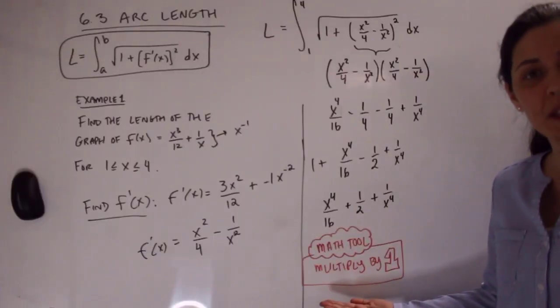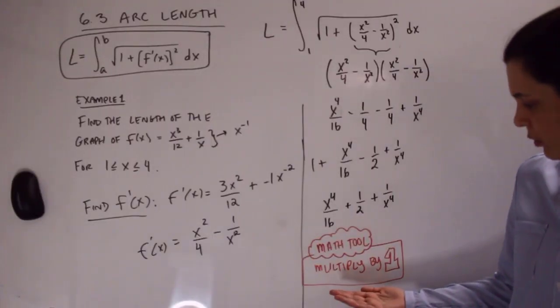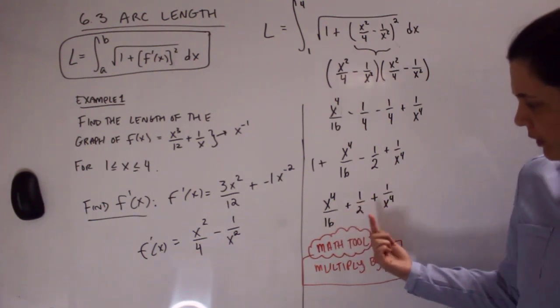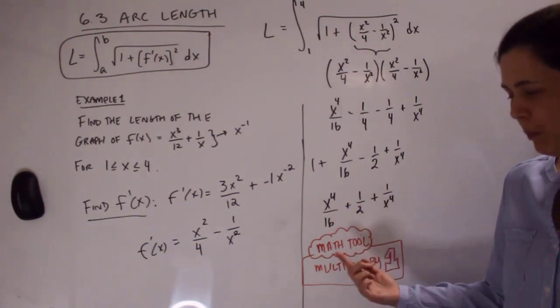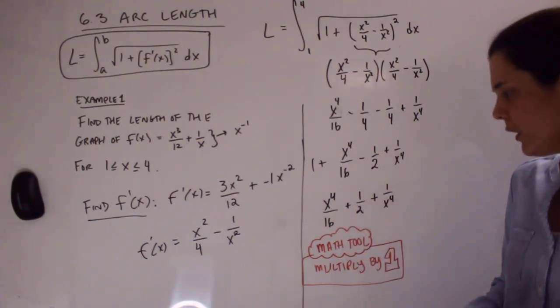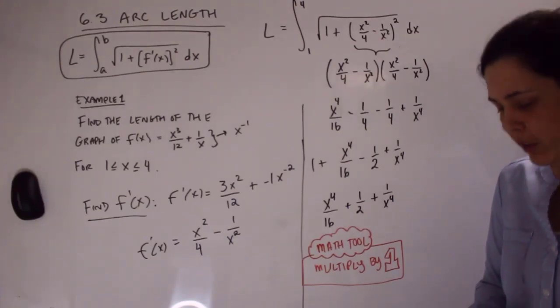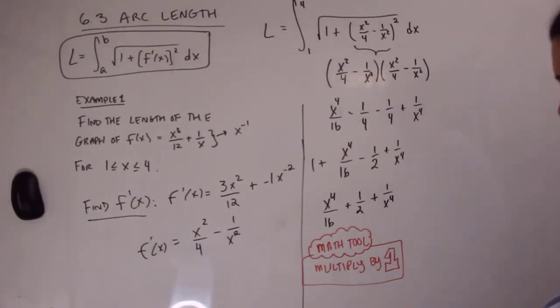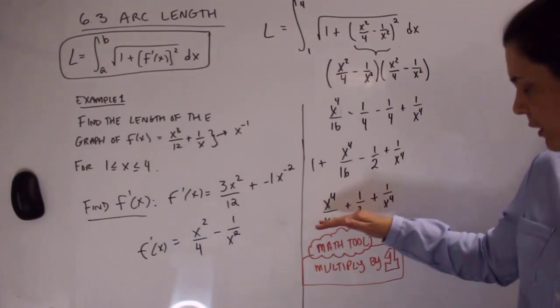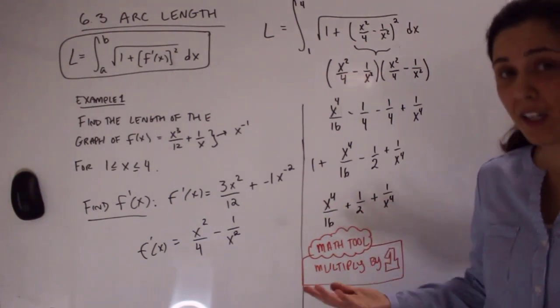Math tool: multiply by the number 1. So this is a polynomial that's not the best to factor based on how it looks, just because intuitively we might not recognize how to factor this. So the number 1 that would help us here is to make this polynomial not have fractions.